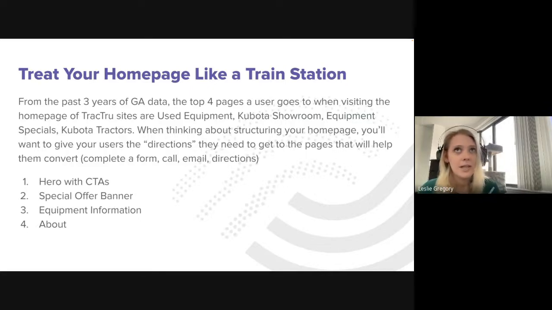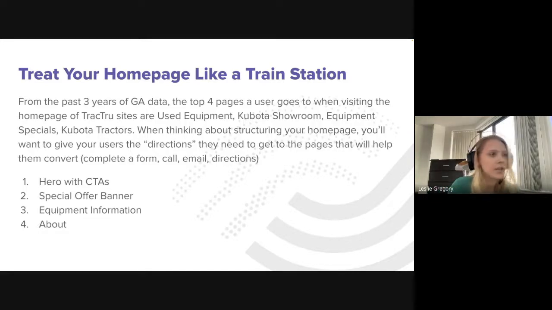So whenever you're thinking about setting up the homepage of your site, you want to cater the call to actions or the different widgets to really lead to these top pages that users are historically going to, so that they can find what it is that they're looking for quicker instead of having to look for it in the navigation, as well as help them get to the pages. And so they can contact you and convert by completing a form or calling your dealership or emailing y'all.